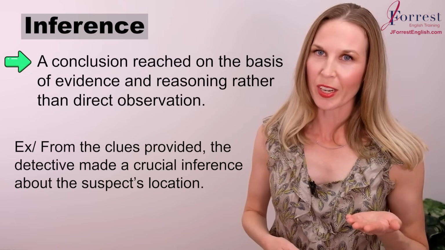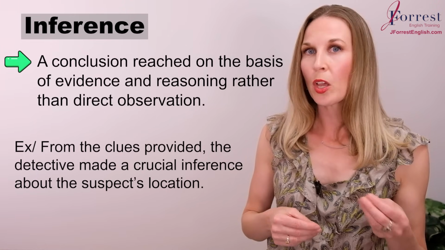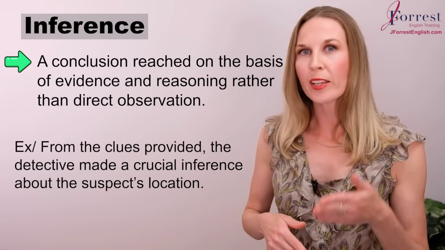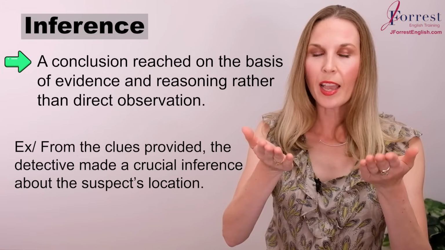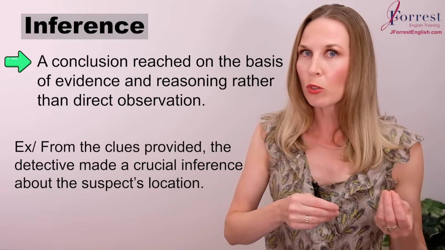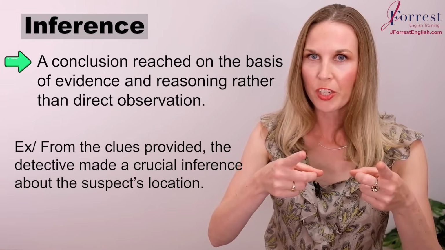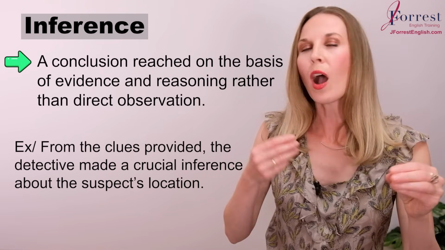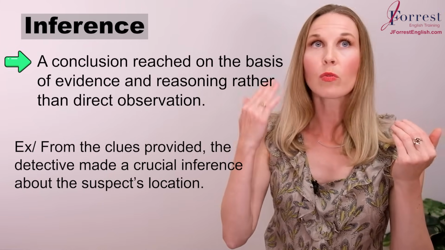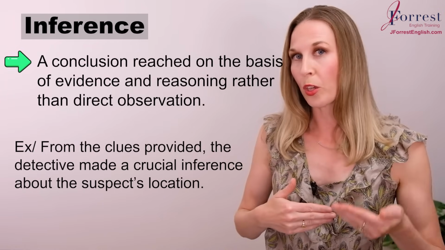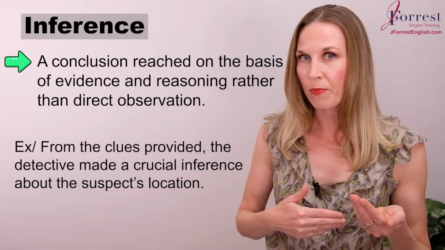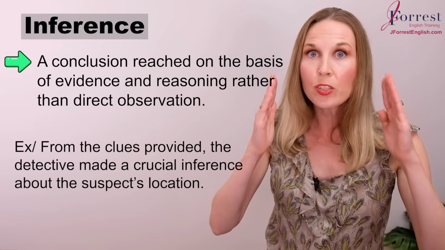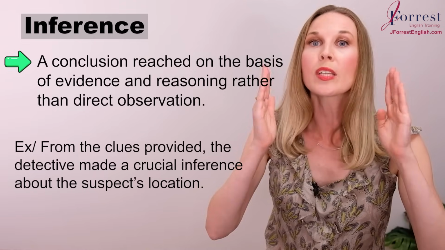Inference. This is a conclusion reached based on evidence and reasoning rather than direct observation. So I could look at something and reach a conclusion. That's direct observation. But maybe I don't have the advantage of looking at something. So I have to use evidence and reasoning to reach that conclusion. That's inference. This is something that detectives do because detectives don't always get to simply look at something, to directly observe it.